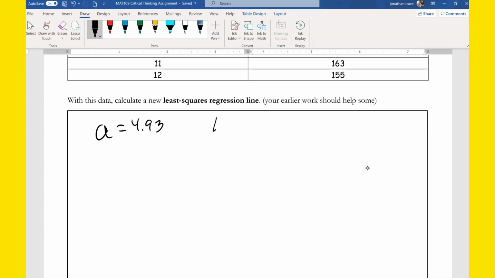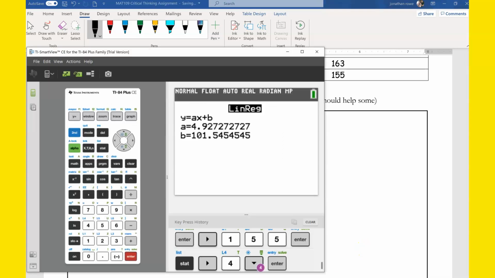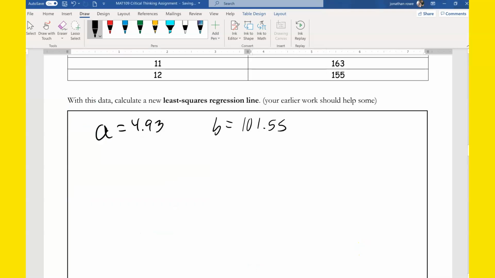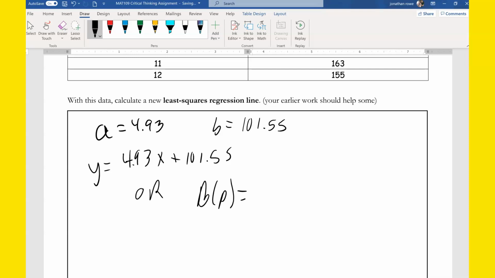4.93, 101.55. Isn't that what it was? Let me make sure I'm remembering that correctly. Yes. So again, y equals 4.93x plus 101.55, or B of P equals 4.93P plus 101.55. Alrighty.